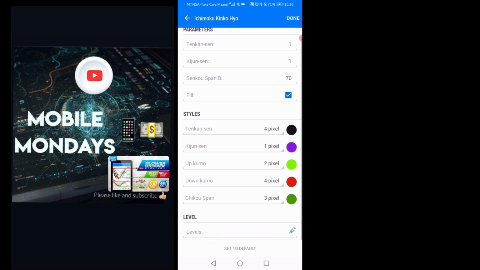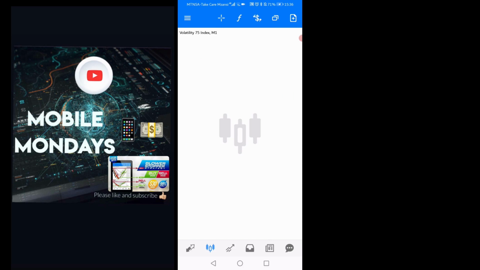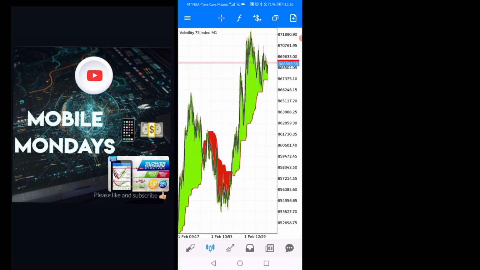Now Tenkan Sen, your pixels need to be 4 so that it can divide between the buy and the sell. Your Kijun Sen will be 1 pixel purple, your up Kumo will be green, and your down Kumo will be red. So the main ones that we are looking at here are your up Kumo that's green and your down Kumo that is red. Once I click done, it should appear on my chart, and this is how your chart will look. Now we're going to go through the settings first before we get to how to use it.